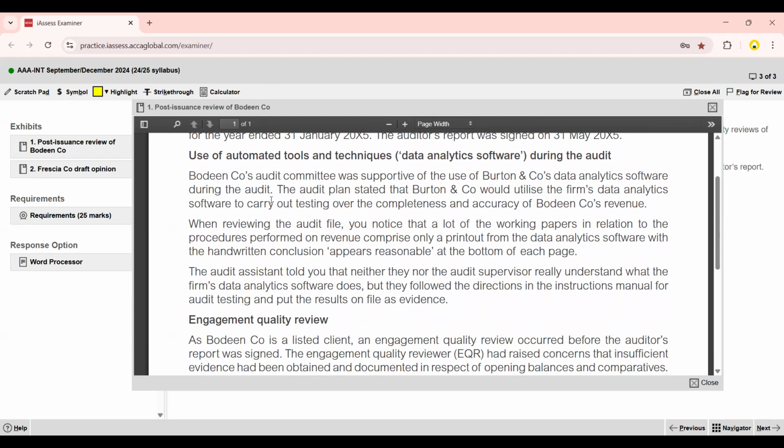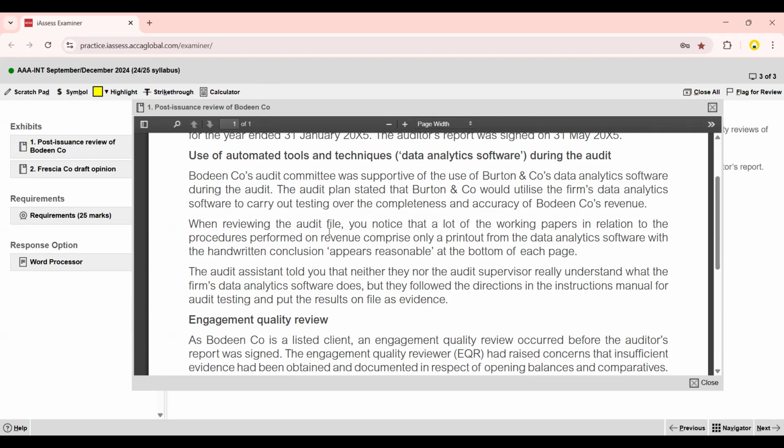Yes, every audit firm has their own software. If I talk about KPMG, they have Clara. If I talk about Deloitte, they have different software. PwC have different, and EY also. The audit plan stated that Burton and Company would utilize the firm's data analytics software to carry out testing over the completeness and accuracy of B Company's revenue. So what do you think? Is there an integration issue or not?